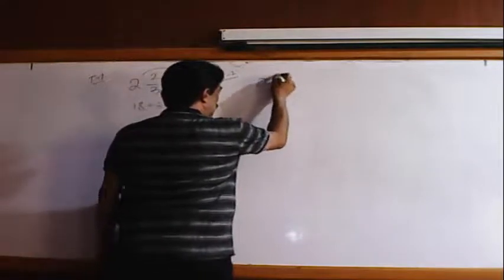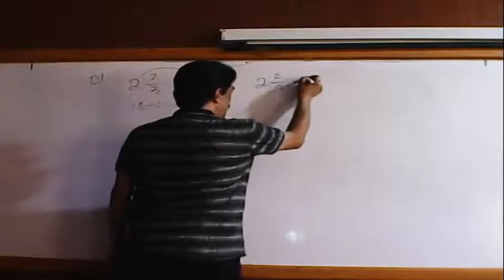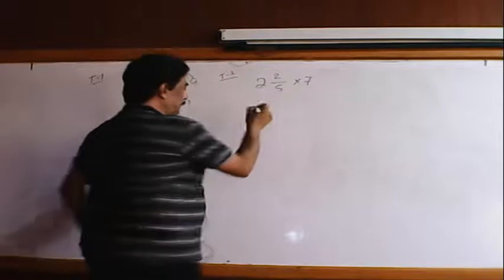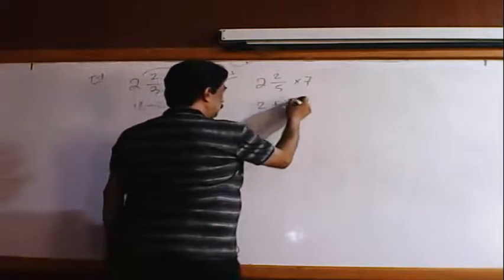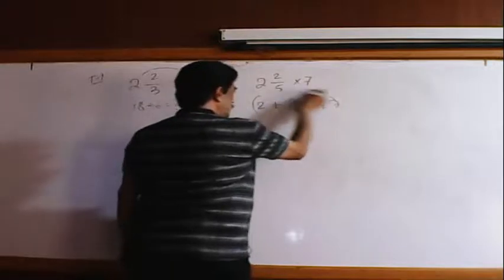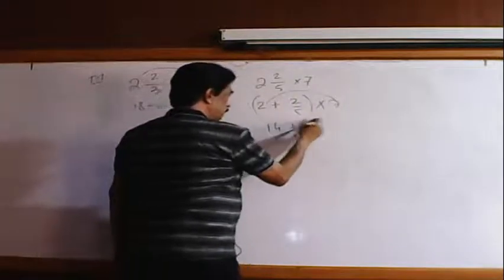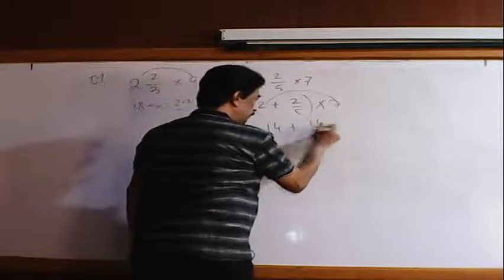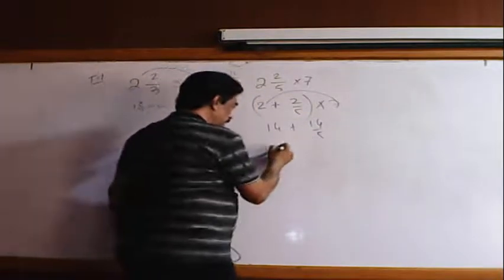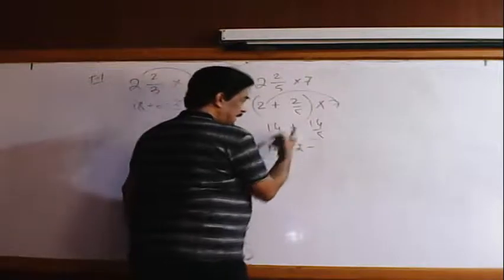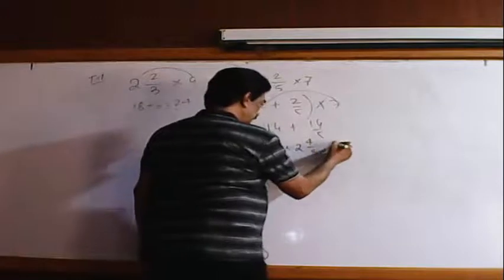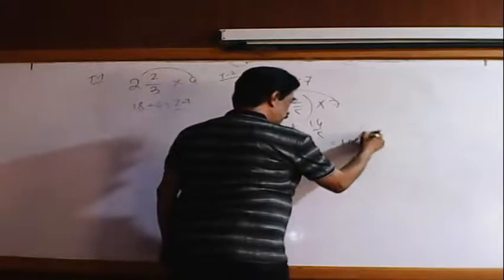2 and 2 by 5 multiply by 7. This 7 is not divisible by 5. Rule same: 2 plus 2 by 5 multiply by 7. Now 2 into 7 is 14, plus 14 by 5. Now 14 divided by 5, 2 times quotient. So 14 plus 2 times quotient, remainder is 4. So the 4 by 5. So your result is 16 and 4 by 5.